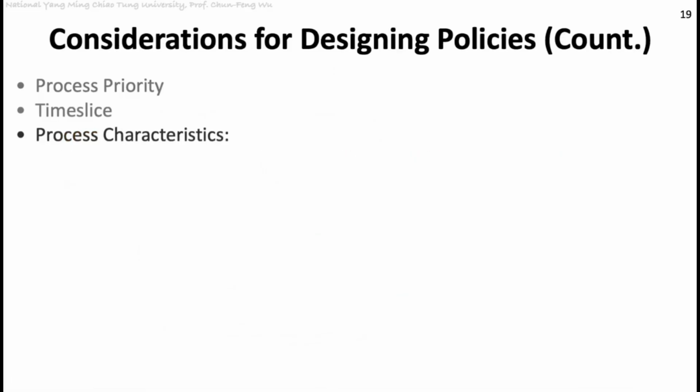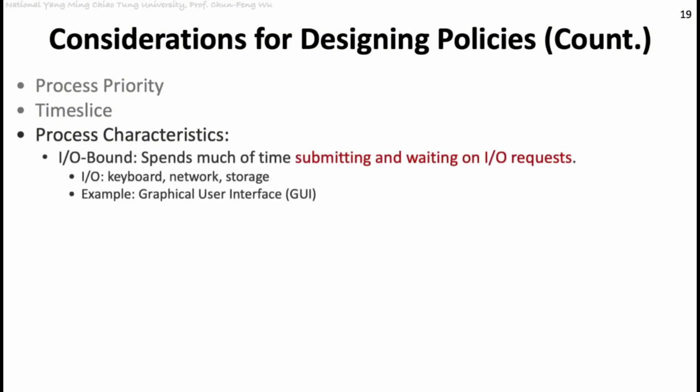Okay, so after finishing time slice, there are also several characteristics related to process scheduling. The first is I/O bound or compute bound. I/O bound means it spends much of its time submitting and waiting on I/O requests. For example, keyboard, network, storage, most of them are I/O bound. Like the graphical user interface, the GUI: when you type something on a keyboard, you will see something pop up on your screen. For example, you type 1 to 10, then the monitor will show 1 to 10. But GUI is usually I/O bound because it doesn't do much computation. It only shows what you type on the keyboard.